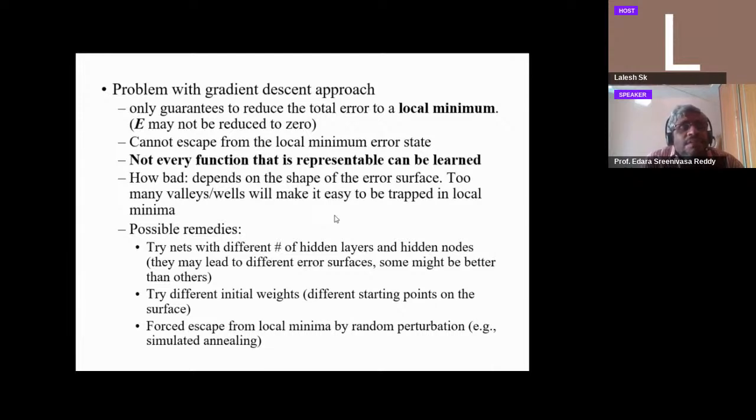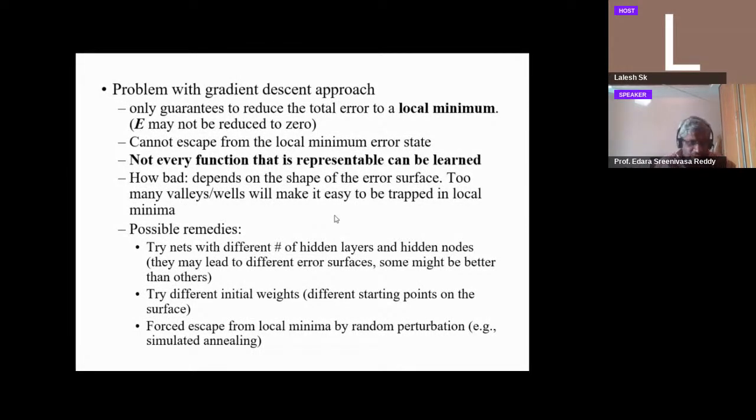So to overcome these problems, try the same net with different numbers of hidden layers and different numbers of hidden nodes. Therefore, they result in different error surfaces. We can select the better error surface. And also use different initial weights, that means different starting points.